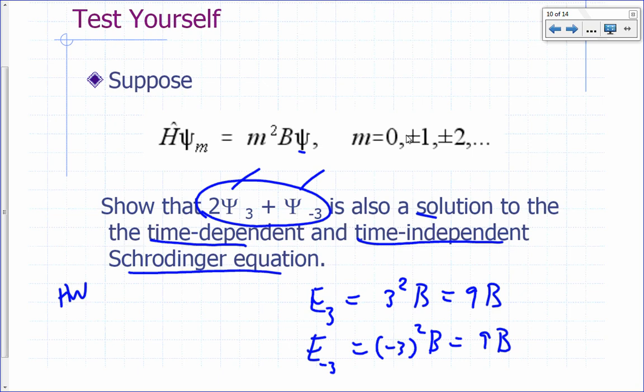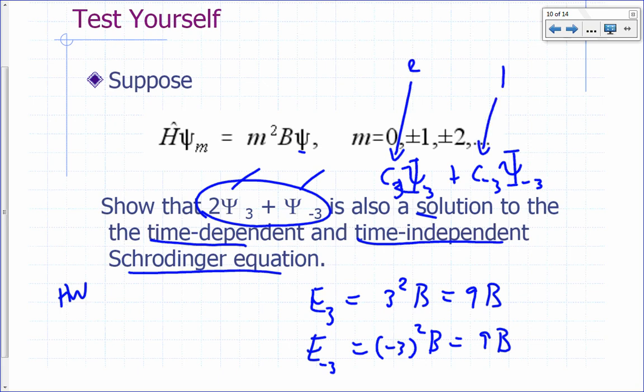Oh, that's just a linear combination. So you have C3 psi 3 plus C sub negative 3 psi sub negative 3. Those are just your coefficients. So your coefficient here is 2. Your coefficient here is 1.